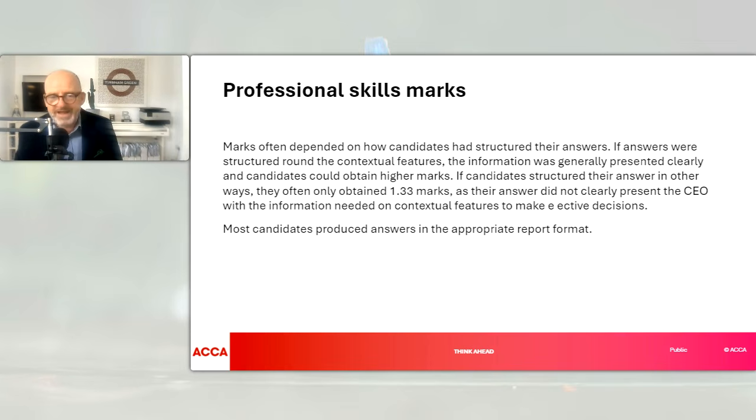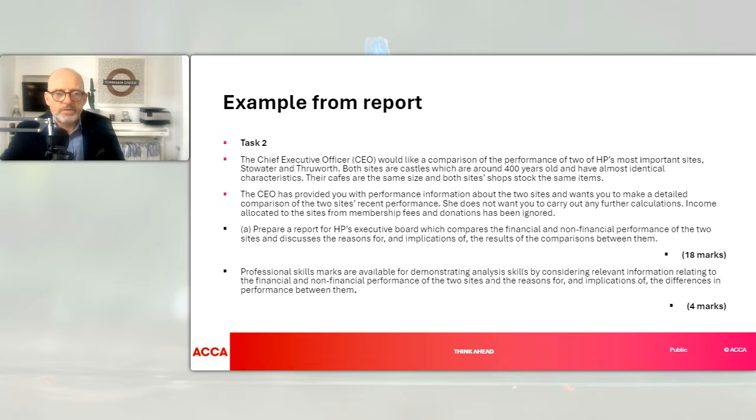But if it was a bit haphazard, unclear, then... but it wasn't just about producing it in a report format. Please don't think that all of the professional skills marks will be given if you do it in report format. You need to review other great resources the ACCA have on professional skills marks to see a bit more on that. So let's have a look at task 2 as another indicator of what people did wrong.